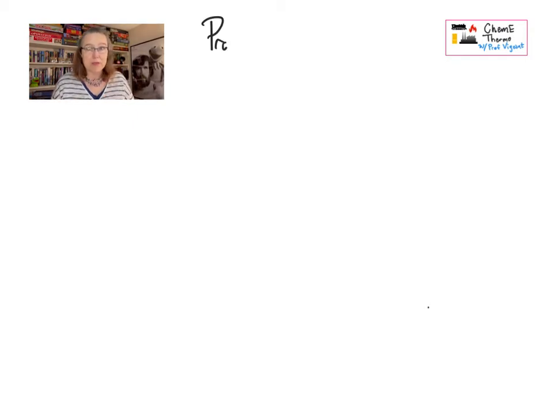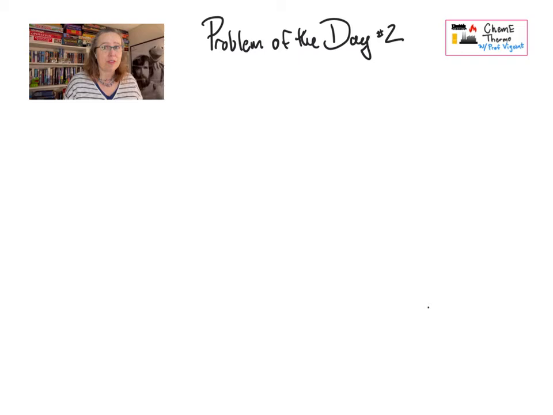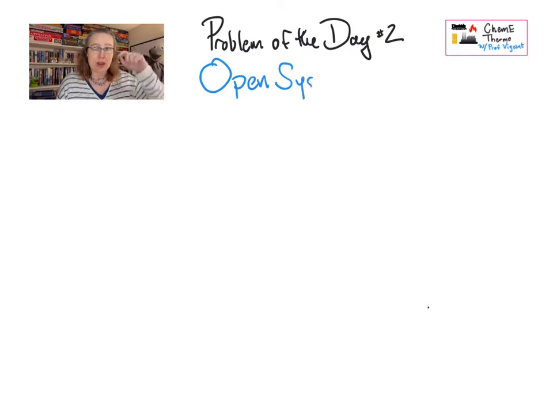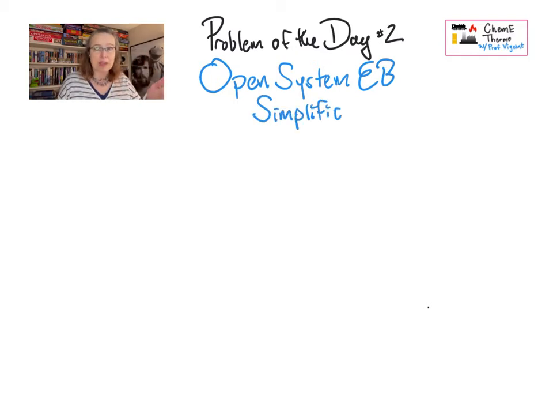Okay, everybody, let's work on our second problem of the day. This time, we're going to be talking about open systems, because most of the systems we work with as chemists really are open ones. And what we're going to look at with today's open systems is we are going to derive the open system energy balance for a bunch of really common process equipment, so that we can just reuse these equations that we derive over and over and over again, and we don't have to redo them every single time. We don't have to think about it.